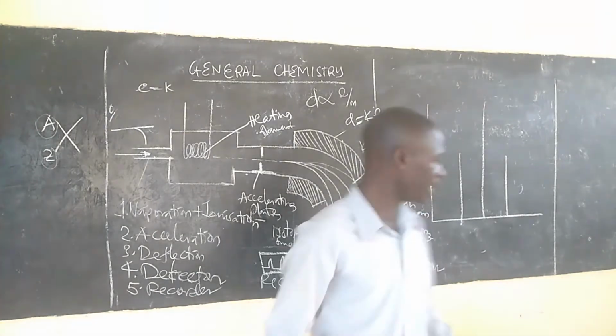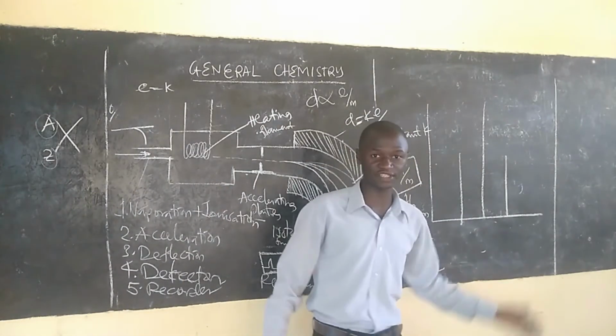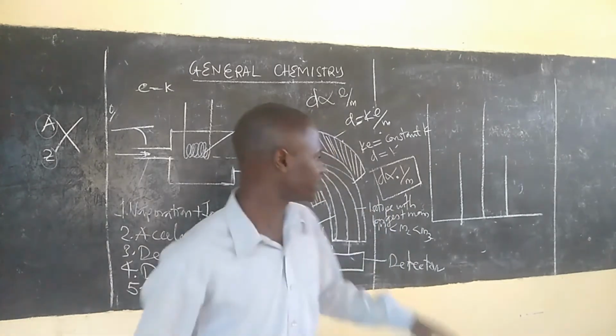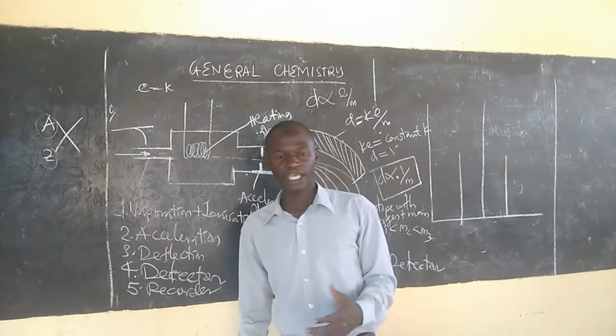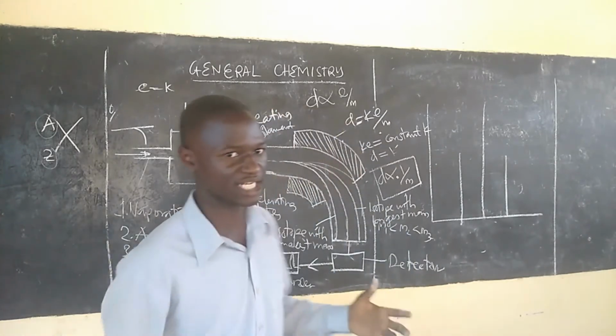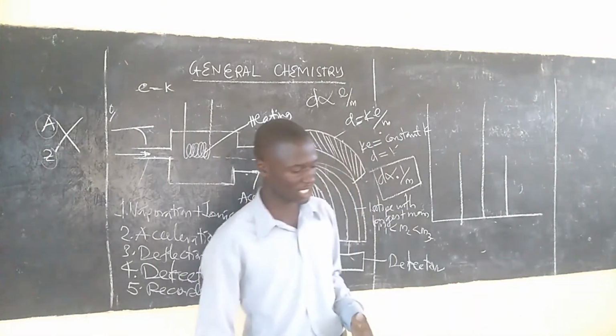So the height of peaks correspond to relative abundance, while the number of peaks correspond to the number of isotopes. Height of peaks correspond to the relative abundance, and the number of peaks correspond to the number of isotopes.